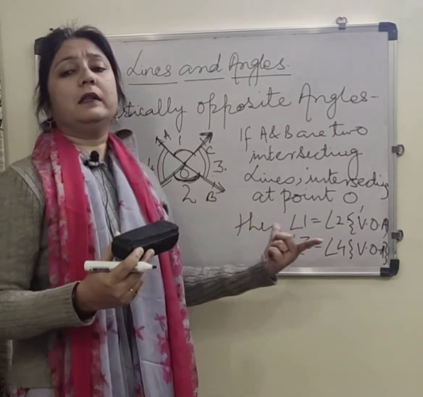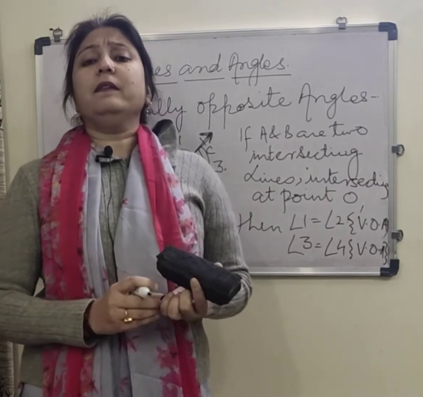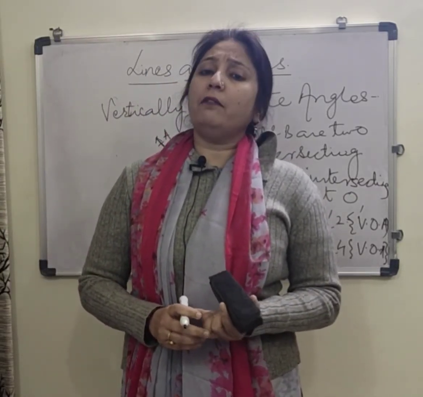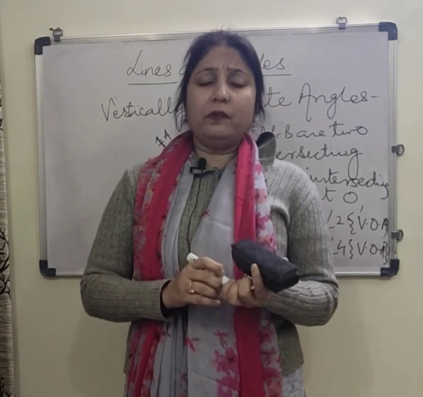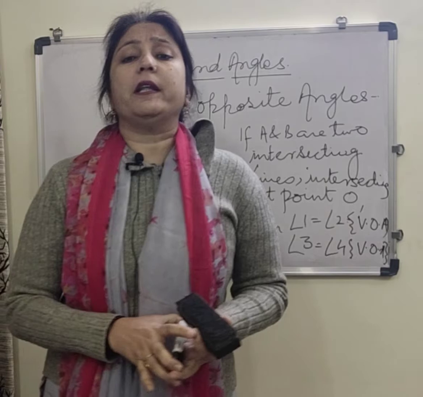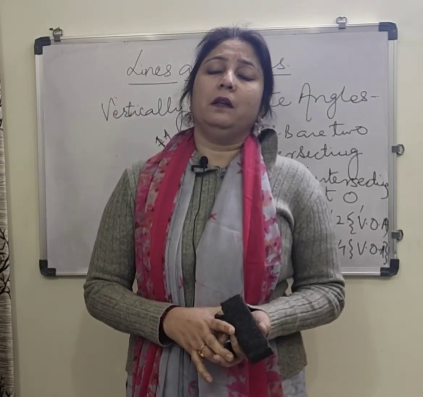Here is another concept. You have done adjacent angles, then you did linear pair, and then we have vertically opposite angles, where we can see that the two vertically opposite angles are equal.